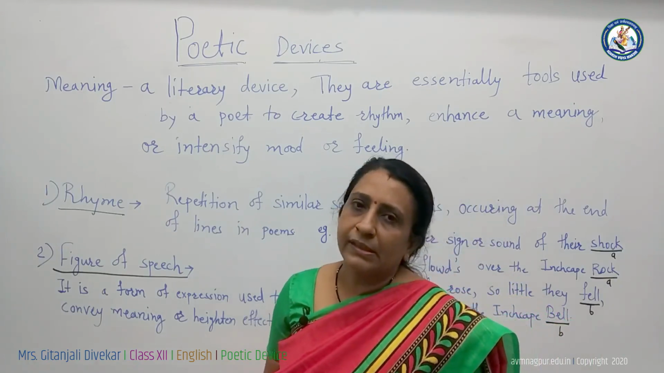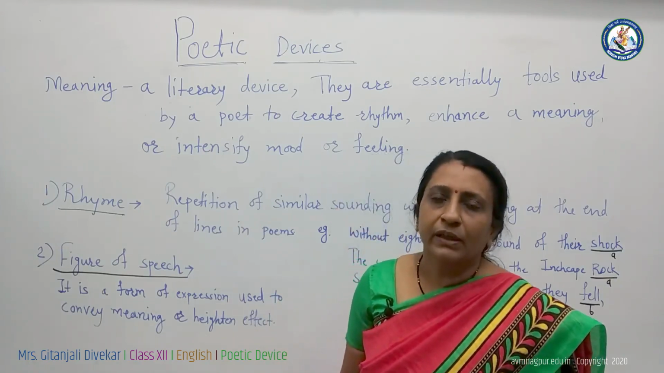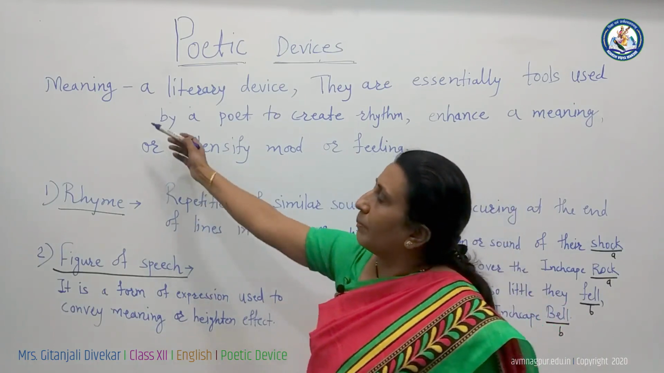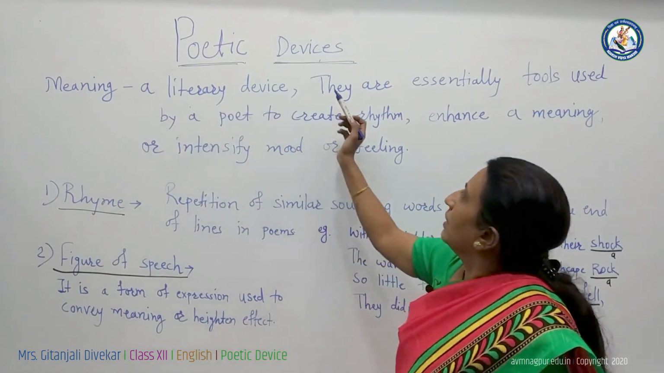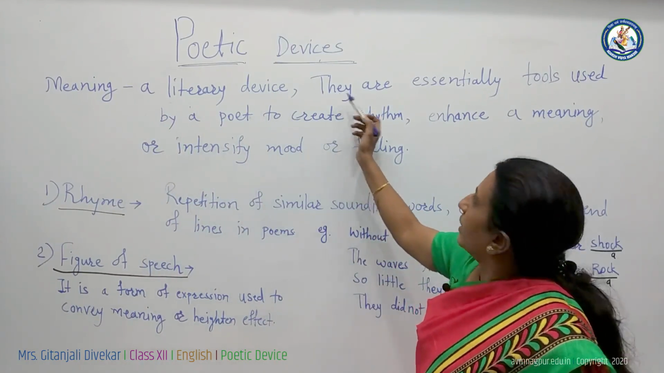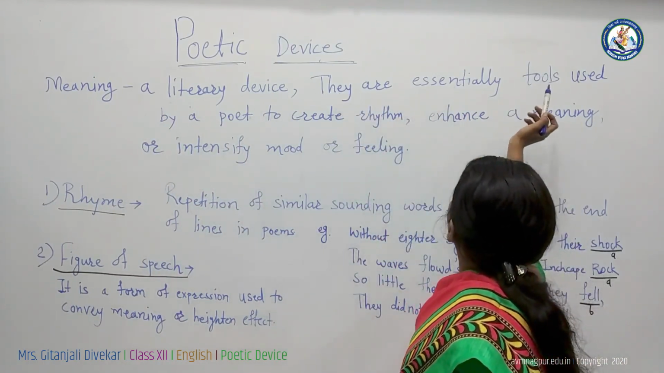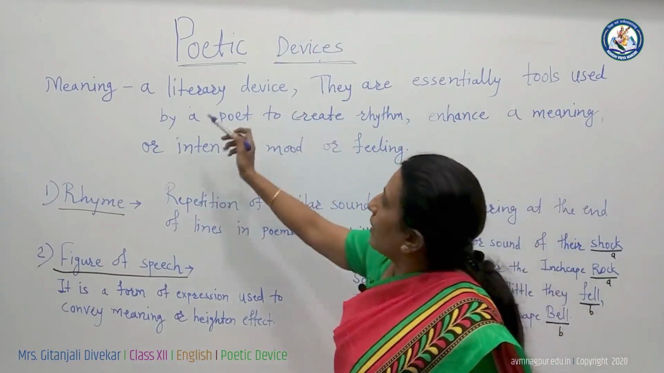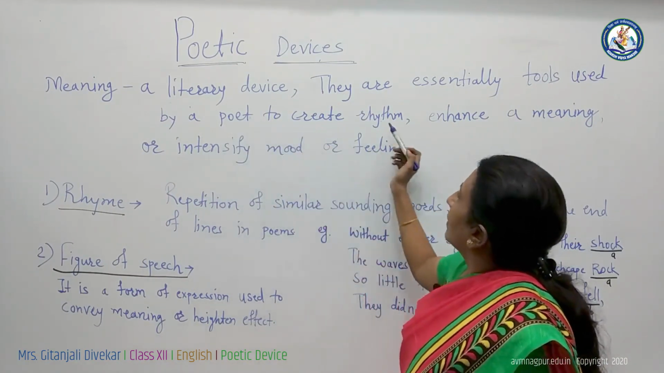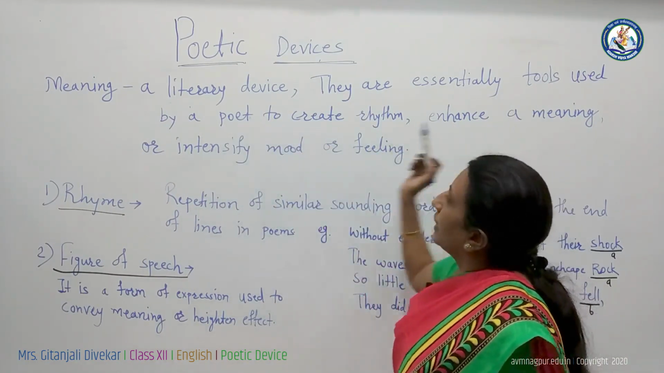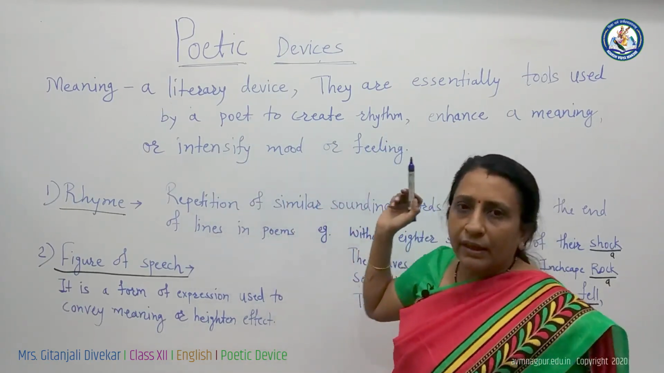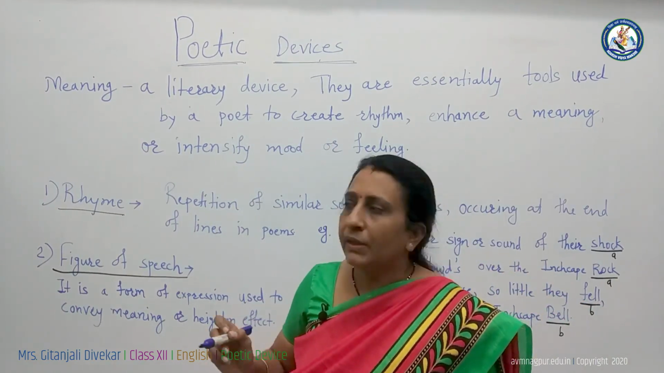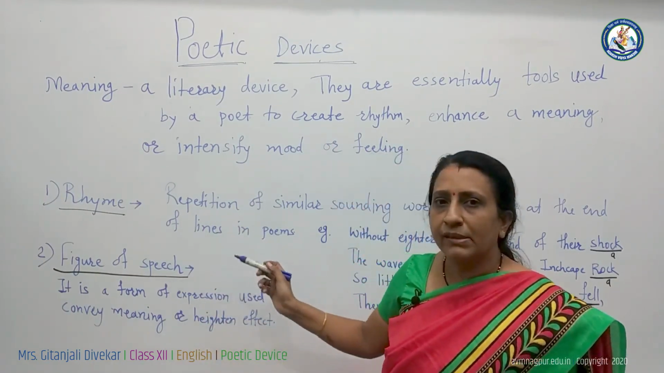Now, let's see what is meant by poetic devices. Students, a poetic device is a literary device. Essentially, these are the tools used by a poet to create rhythm, enhance a meaning, or intensify the mood or feeling contained in the poem. Students, what are the poetic devices?